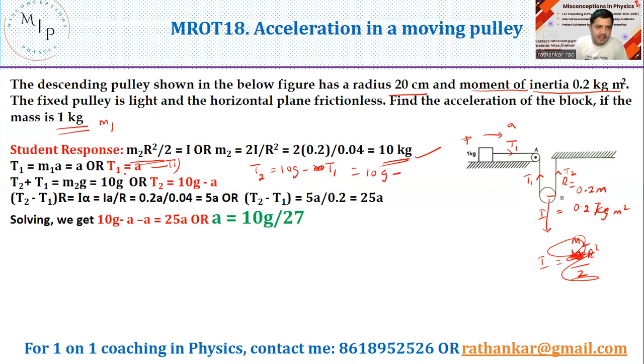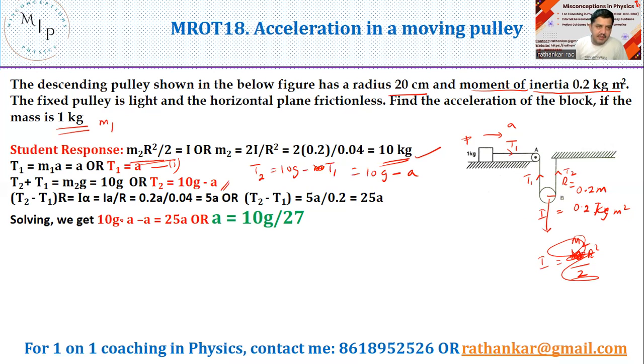We already got T1. T1 is equal to A. So T2 is equal to 10G minus A. Second equation is done. Then, since the pulley is now rotating, I need to arrive at the torque equation. We have arrived at the free body for this.